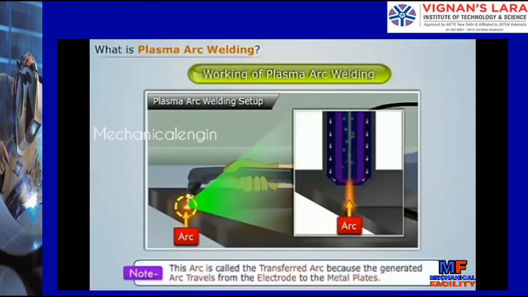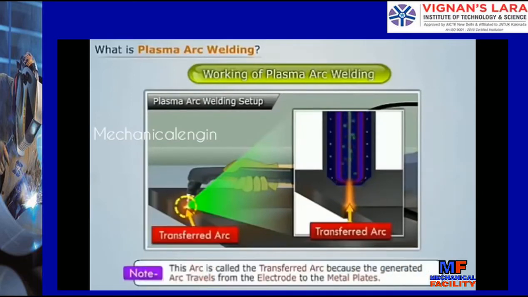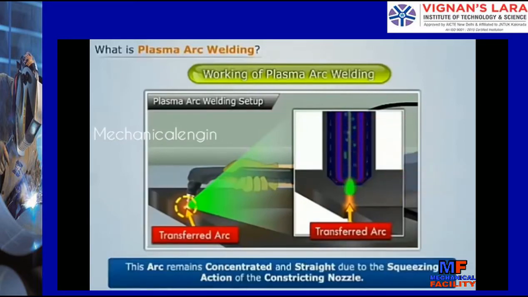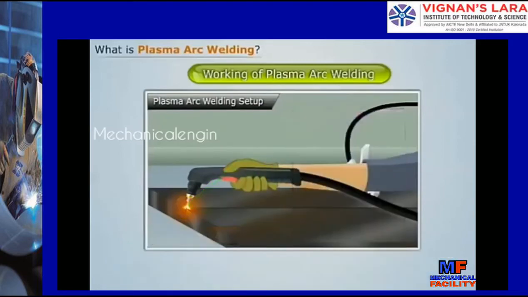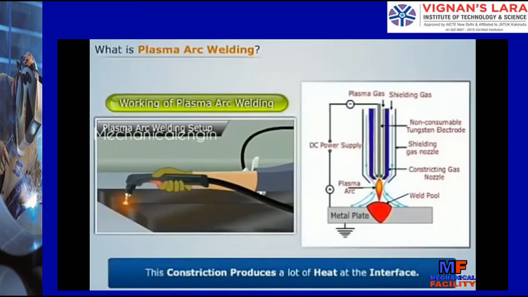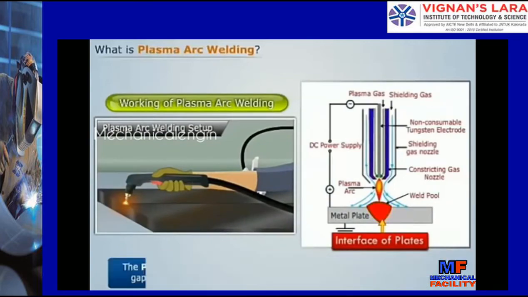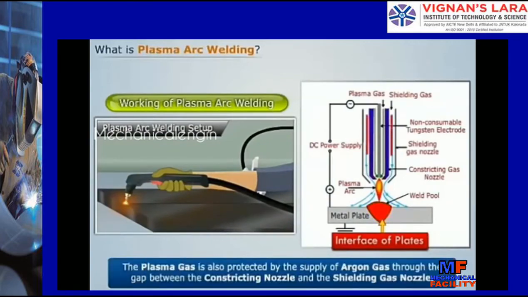Note that this arc is called the transferred arc because the generated arc travels from the electrode to the metal plates. This arc remains concentrated and straight due to the squeezing action of the constricting nozzle. This constriction produces a lot of heat at the interface. The plasma gas is also protected by the supply of argon gas through the gap between the constricting nozzle and the shielding gas nozzle.